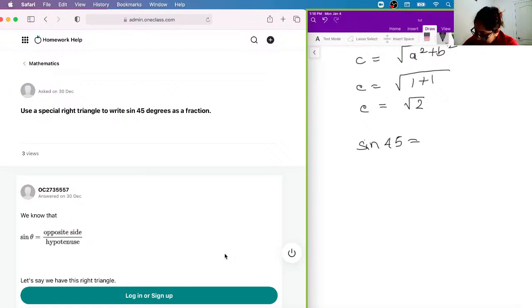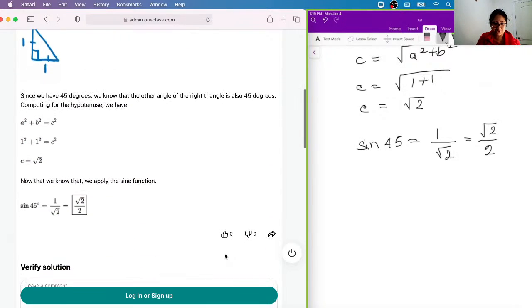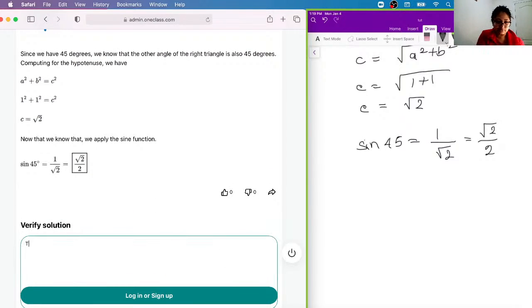And then we would just put 1 as our opposite and our hypotenuse square root of 2. And this could also be written as square root 2 over 2. It's basically the same thing. Okay, so sine 45 is equal to 1 over square root of 2, or square root 2 over 2. And this is how you write it as a fraction.